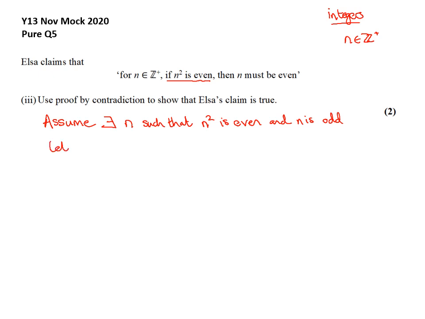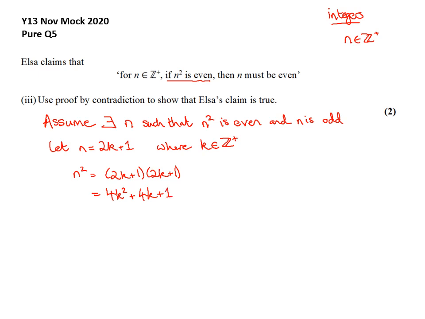We're going to use the trick, let n equal 2k plus 1, where k is an integer. And since we want n to be positive integers, we could specify that k is a positive integer as well. n squared then, and just a simple bit of algebra, is (2k plus 1) squared. That gives us 4k squared plus 4k plus 1.